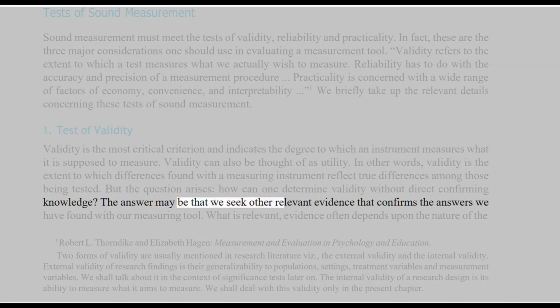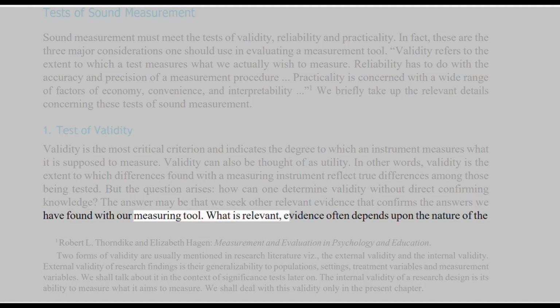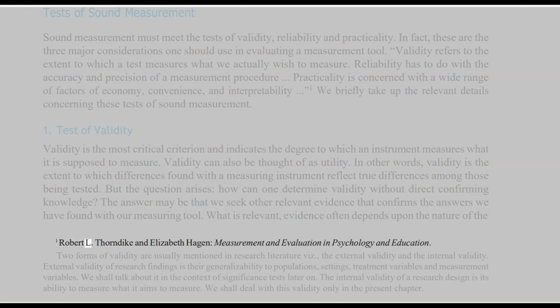The answer may be that we seek other relevant evidence that confirms the answers we have found with our measuring tool. What is relevant evidence often depends upon the nature of the research problem and the judgment of the researcher. 1. Robert L. Thorndike and Elizabeth Hagen, Measurement and Evaluation in Psychology and Education.